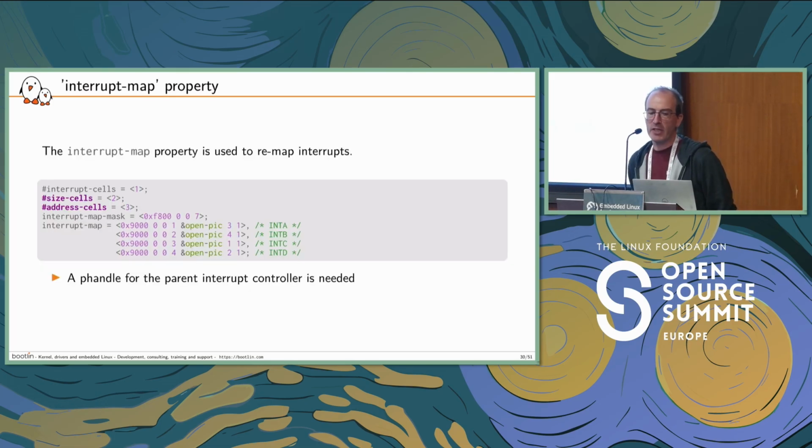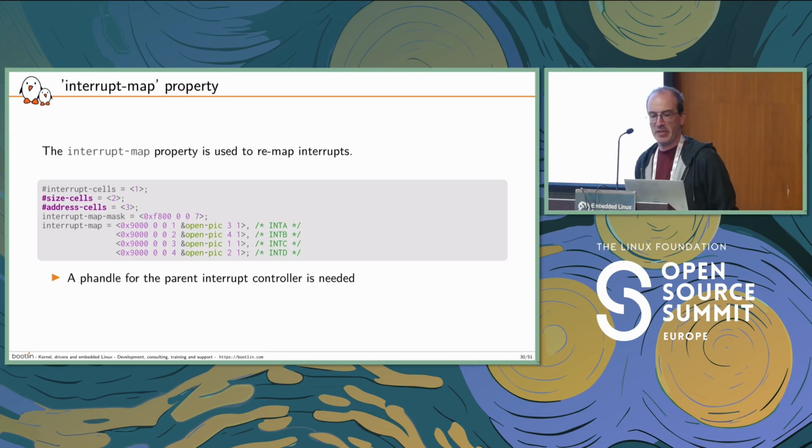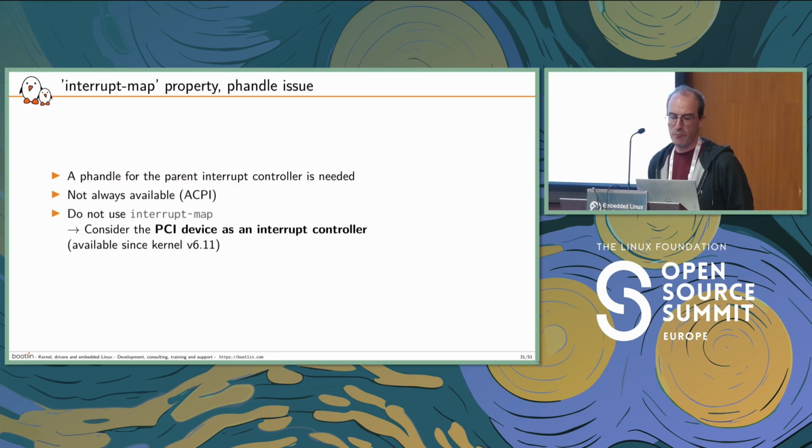A little bit on interrupts right now. We need to also describe interrupts at some point. The first idea was to use an interrupt map property in order to remap interrupts. In this property, we need a phandle to the parent interrupt controller, I mean the ampersand open PIC, for instance. This phandle is not always available. On ACPI, it's quite complicated to have a phandle pointed to the interrupt controller.